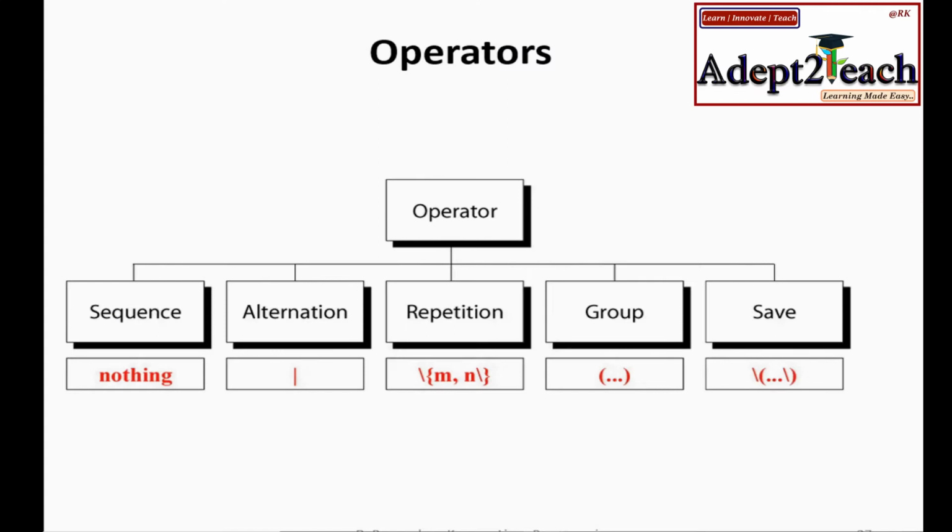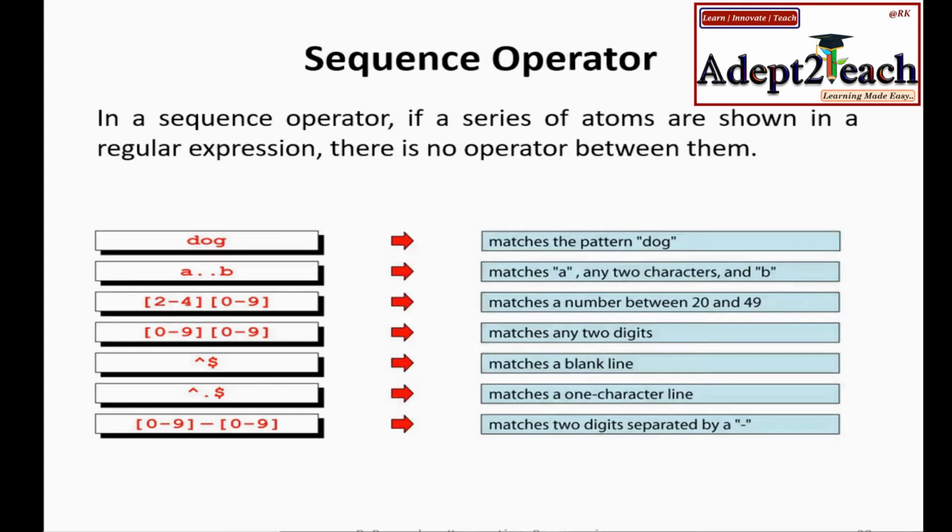The second part of a regular expression is operators. So we have five types of operators: sequence, alternation, repetition, group, and save. Let's go with the first operator, that is the sequence operator. Sequence is whenever you are trying to match something within a sequence. That means one character specifically followed by a particular character, again followed by a particular character. So you are trying to match for a sequence.